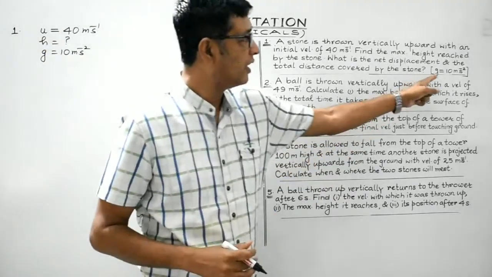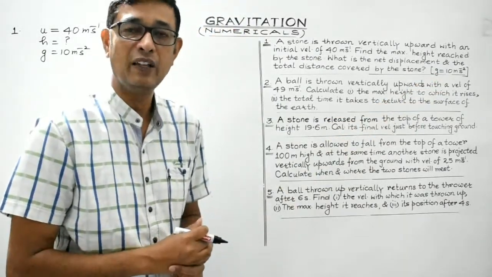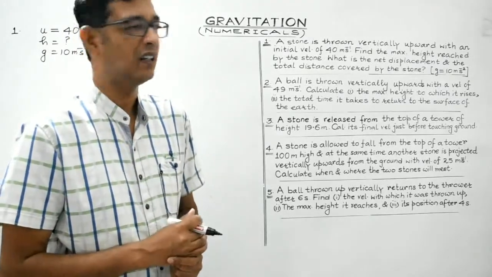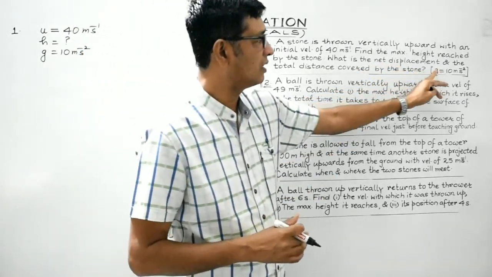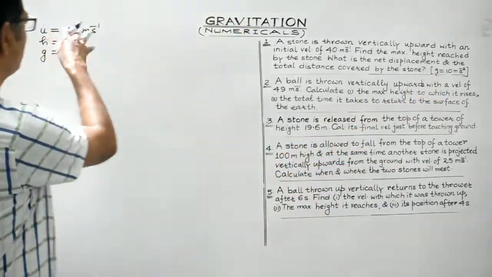Look students, if the value of small g is not given, then you are supposed to make use of the value of small g as 9.8 meters per second square, right? Here in this question it is given that g is to be considered as 10 meters per second square. Okay, this is the situation.